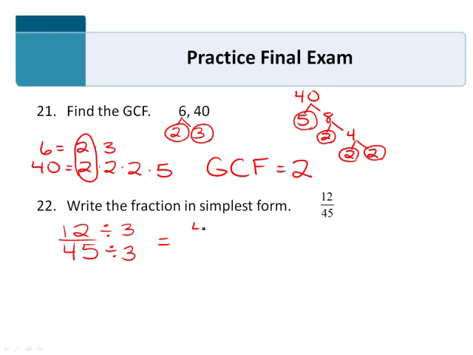12 divided by 3 is 4. 45 divided by 3 is 15. And there's nothing that goes into both 4 and 15. So that's your answer there.